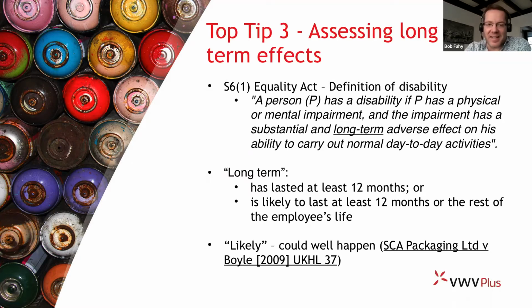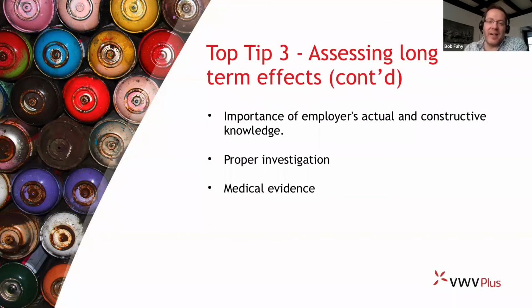If we move on to the next slide, please, Amy. I've just mentioned three things here: the importance of the employer's actual and constructive knowledge, the need for proper investigations, and the benefit of good medical advice. So, as in any other claim, an employer can't be liable for discrimination unless it knew or should have known about the disability. And that comes from section 15(2), which states that there will be no discrimination arising from a disability if A shows that A did not know and could not reasonably have been expected to know that B has the disability.